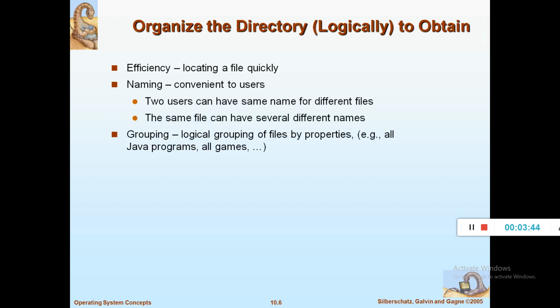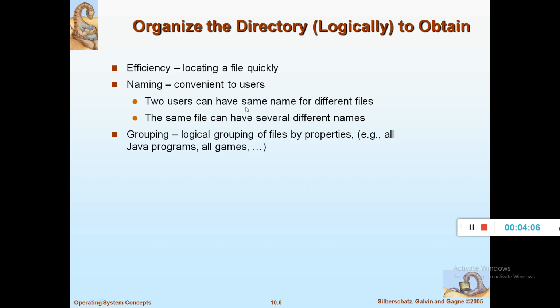So we organize the directory to obtain some features or benefits. The first one is efficiency, locating a file quickly. To store, access or locate a file faster and more efficiently, we organize the files using directories, and naming convenient to the users.